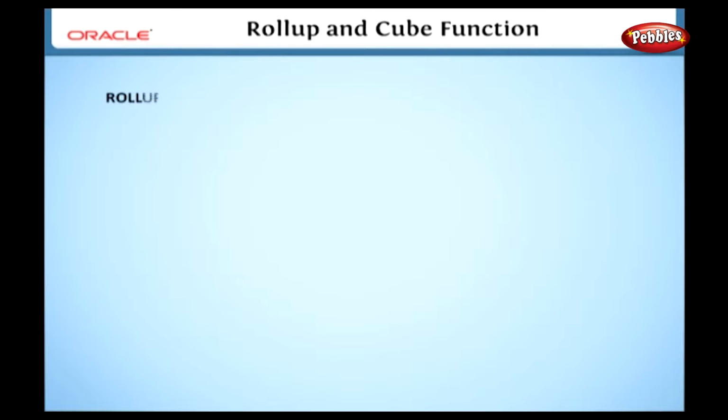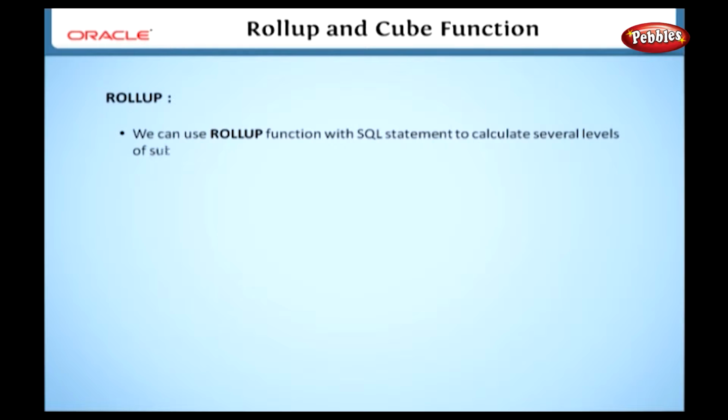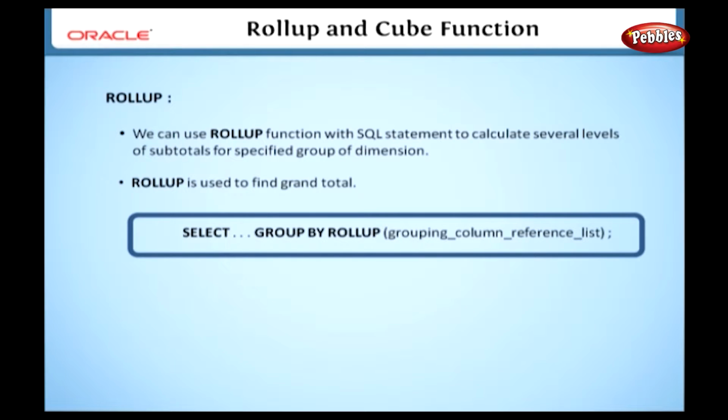First, we will see Rollup. You can use the Rollup function with an SQL statement to calculate several levels of subtotals for a specified group of dimensions. Rollup is used to find a grand total. Let's see the general format to use Rollup.